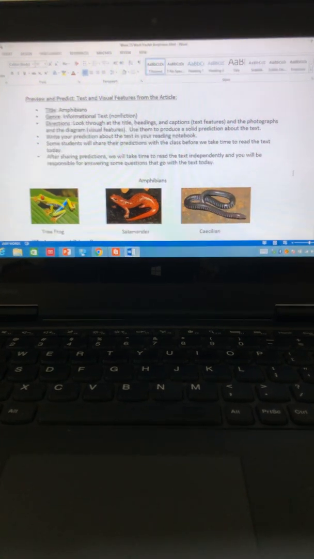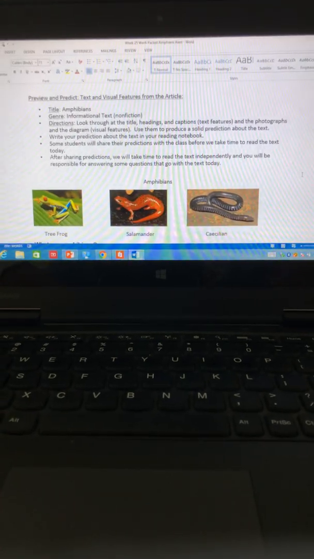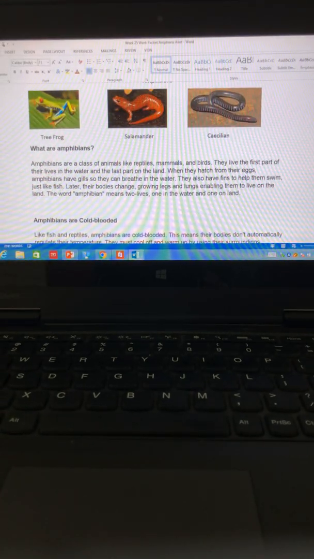So as you're previewing the text, we know the title is called Amphibians. We see 3 photographs or visual features at the beginning with text feature of a caption underneath each one. We've got a bright and colorful tree frog. We've got a brightly colored salamander. And we have a darkish gray, almost like a brownish gray, Sicilian. You have the headings of what are amphibians?